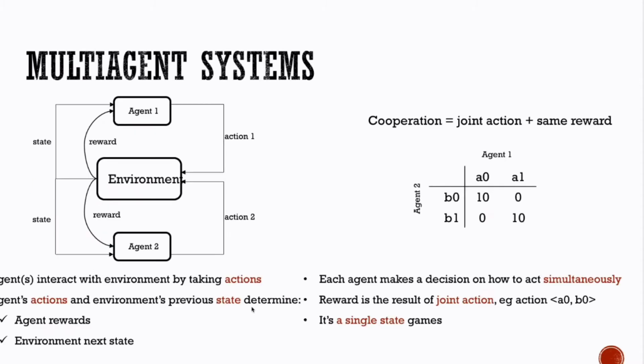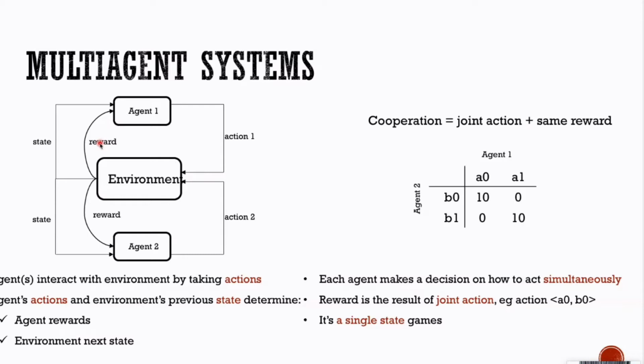So what is a multi-agent system? It's obvious, right? Because it has many agents inside the system. For example, we have two agents inside the system, and every step, each agent will make a decision on the actions, and then get the reward. So that is the definition of a multi-agent system.